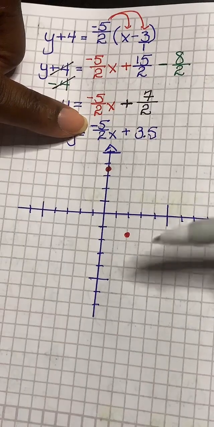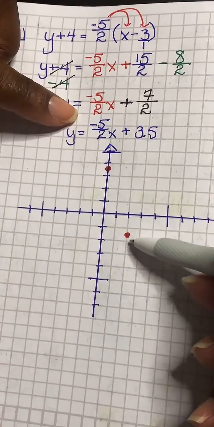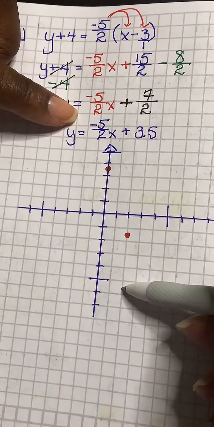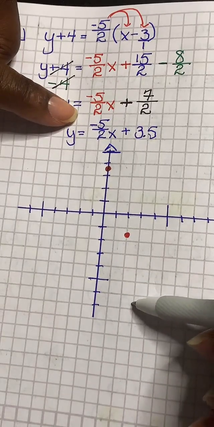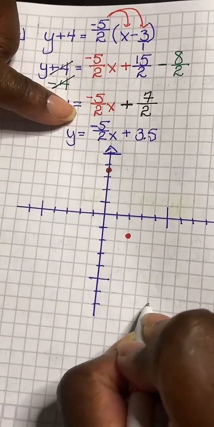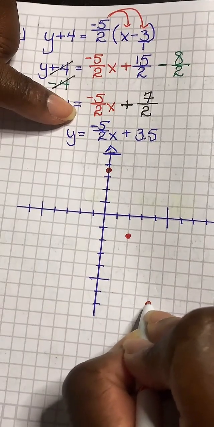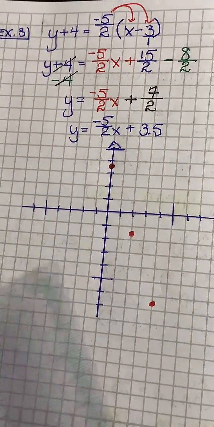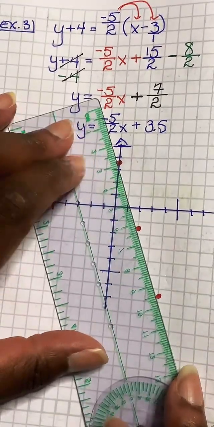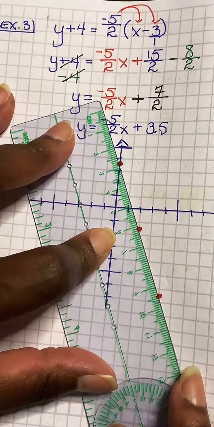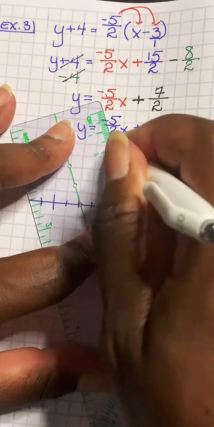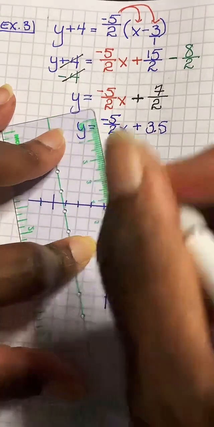All right. So if I want to do that pattern again, I can go down 1, 2, 3, 4, 5, and over 1, 2, which is right here. And all I have to do is get a nice little ruler or some kind of straight edge and then draw my line.